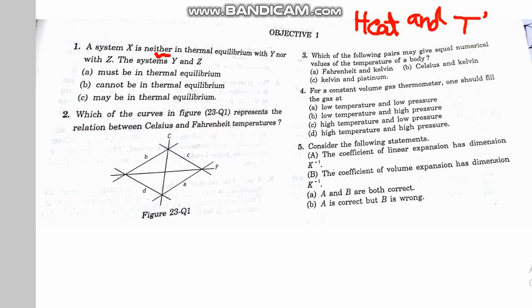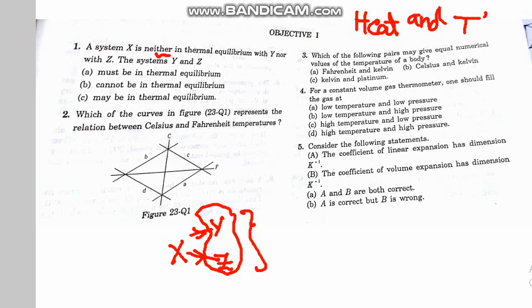A system X is neither in thermal equilibrium with Y nor with Z. So the systems Y and Z: a system X is there, and systems Y and Z are also there. System X is not in equilibrium with either of these two. So what about these two?